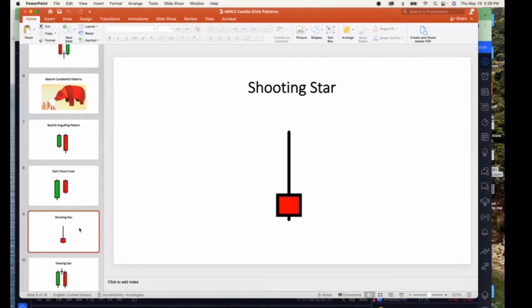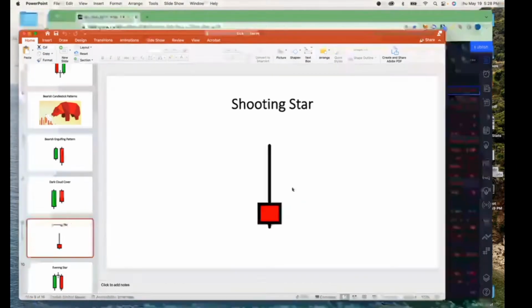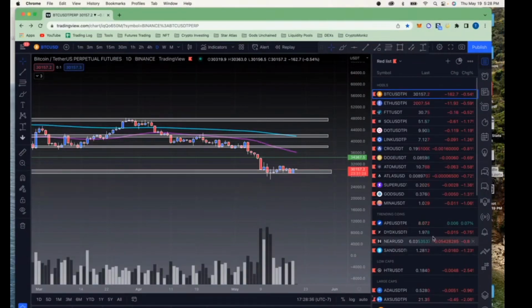Okay, next one is the opposite of a hammer, just a shooting star. So what happens here? Bulls tried to push it all the way up. Then they got exhausted, so there's not enough new buyers to keep pushing the price up. And then bears take over, sell it all the way back down here. Okay. So a shooting star and a hammer are my favorite candlestick patterns, just because, like I said, to me, it's one of the strongest indicators for where the price is going to go. So let's go back to ape.